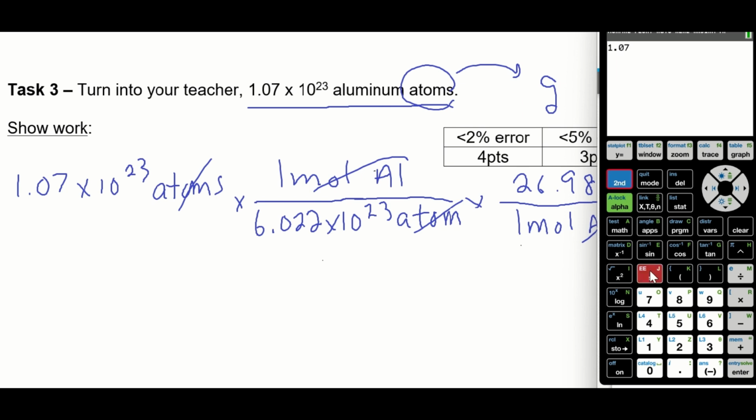1.07 times 10 to the 23rd divided by Avogadro's number. Since they both had 10 to the 23rd, I didn't even need a scientific calculator. I could have just punched in the coefficient: 1.07 divided by 6.022.